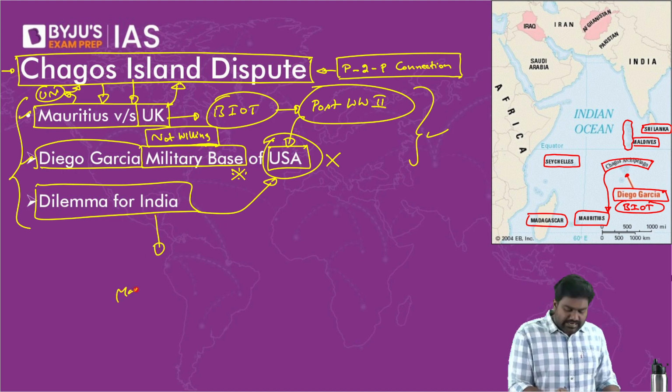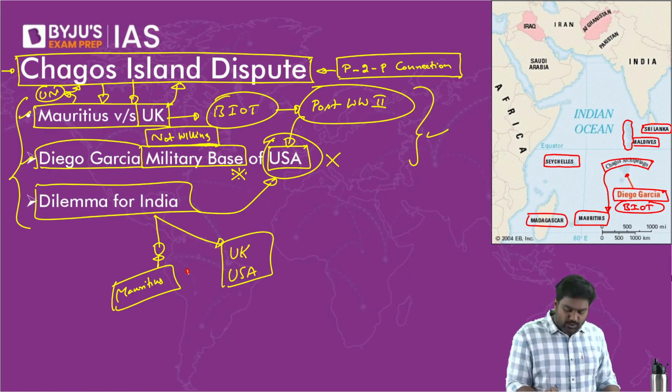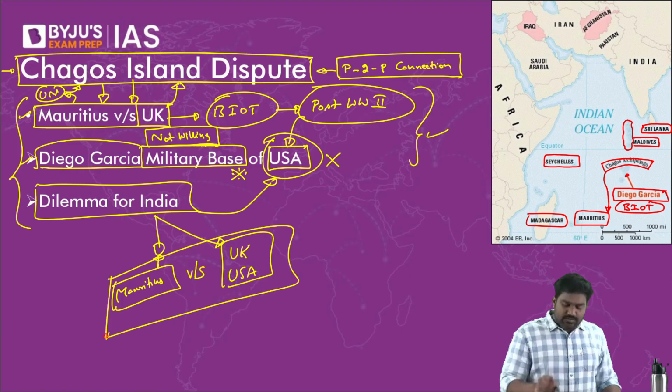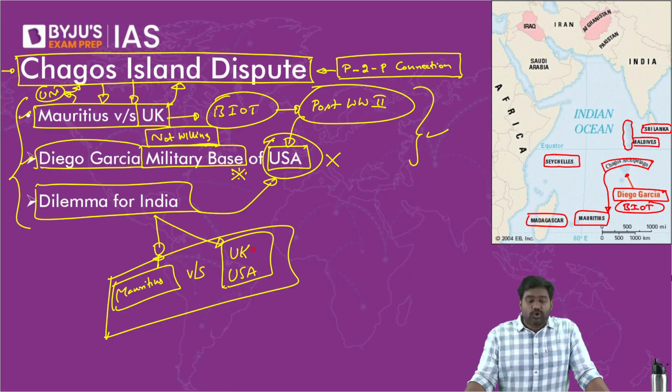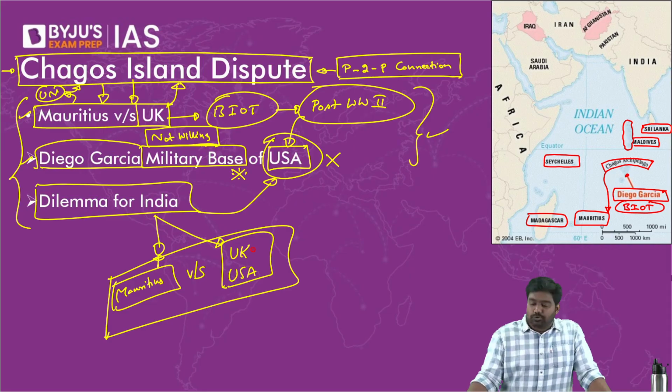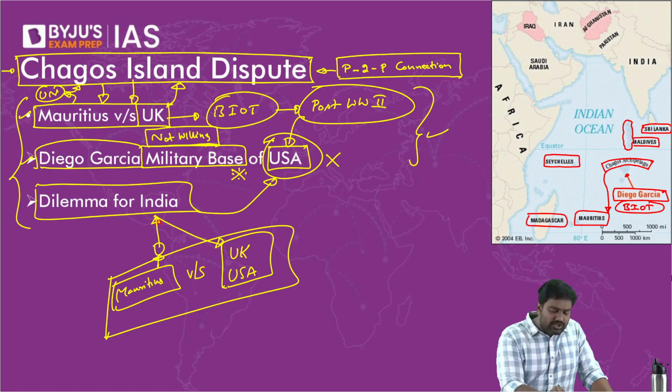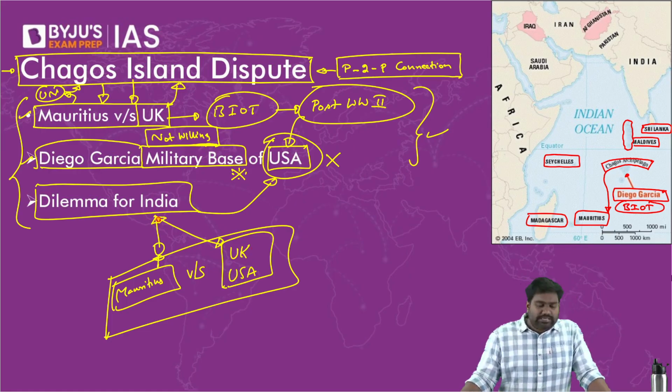Right? Mauritius is asking India's help. But if we help Mauritius, it might affect our ties with the UK and USA. The UK will be upset as it might lose sovereignty over the British Indian Ocean Territory. The USA will be upset as it might lose a key military base in the Indian Ocean, which is crucial for countering China. Right? If we don't side with Mauritius, Mauritius might think India does not care about its sovereignty. So it's become a dilemma for India. So we are trying to balance this out.